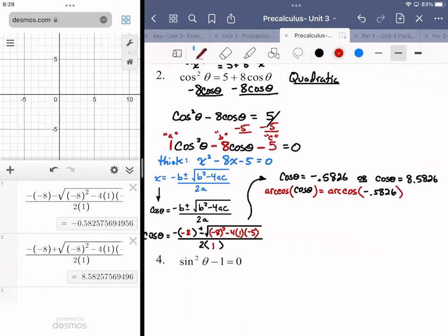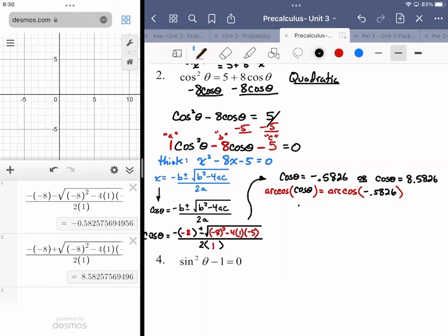And just to address a question that I probably would be wondering at this point, why aren't we using the unit circle for this question where we did for the last one? Because the cosine values, the 0.5826 and the 8.5826, they're not clean, nice unit circle ratios like radical 2/2 or radical 3/2 or something like that. All right, they're not friendly, so we go to the calculator for it.